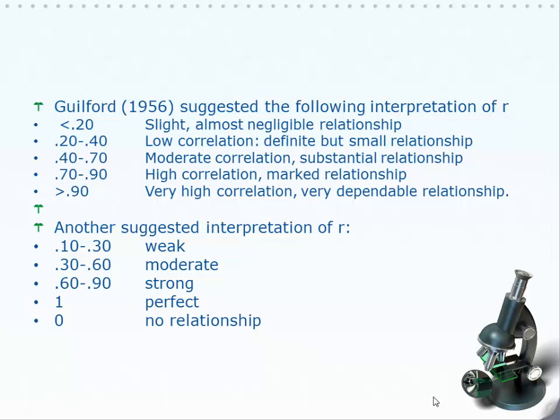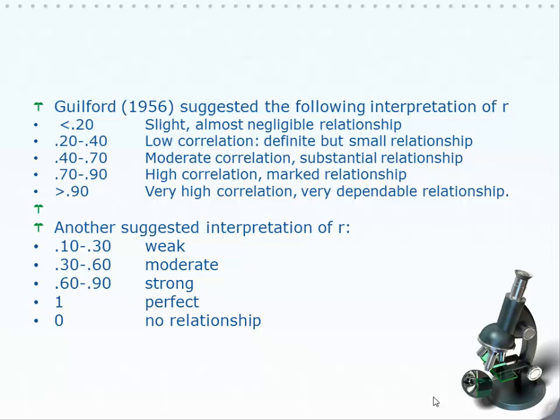So in your reading of the literature, you will see various R's, and if you're wondering how to interpret those, Guilford in 1956 suggested that one way of interpreting R is as follows. If R is less than .20, then you have a slight, almost negligible relationship. .20 to .40 would be a low correlation. There's a definite but very small relationship. .40 to .70 would be a moderate correlation, a substantial relationship, and then .70 to .90 a high correlation or marked relationship, and an R of over .90 would be a very high correlation, very dependable relationship.